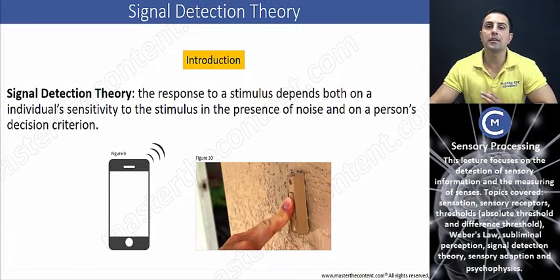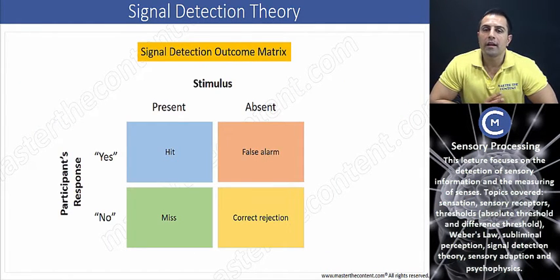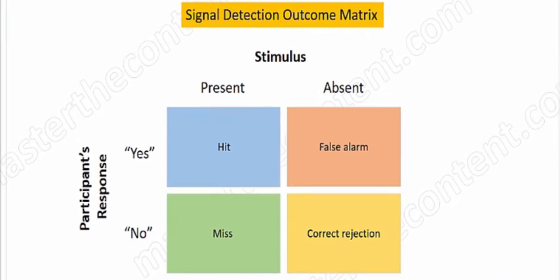Next, let's take a look at a typical signal detection experiment. Signal detection theory, in the presence of noise, measures an observer's sensitivity to a stimulus and decision criterion separately by randomly presenting a stimulus on some trials while omitting it from others. Let's use the signal detection outcome matrix here to demonstrate our point and illustrate the 4 possible outcomes from a signal detection experiment.